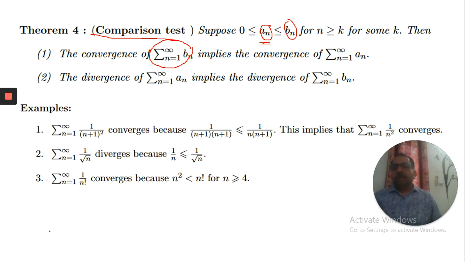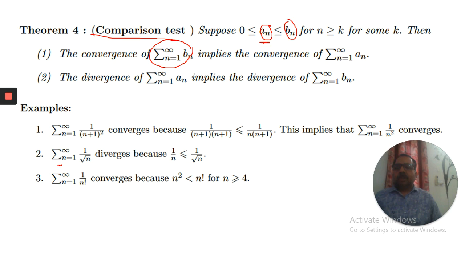Some examples: summation n from 1 to infinity of 1 over n(n plus 1) converges, because this series can be written as 1 over n into n plus 1. In our previous example, we have seen that this series is convergent, therefore this series is convergent. So in particular, 1 over (n plus 1) squared is convergent.